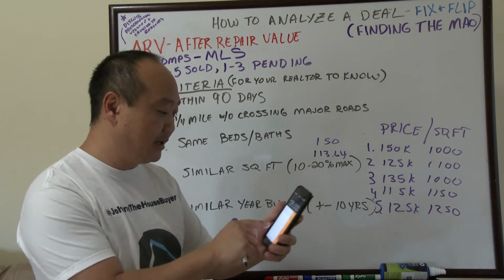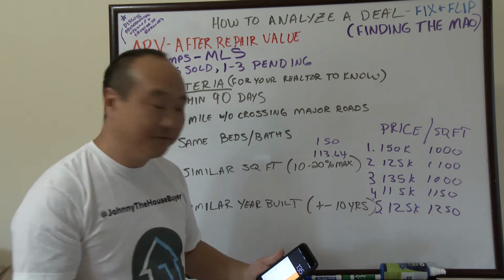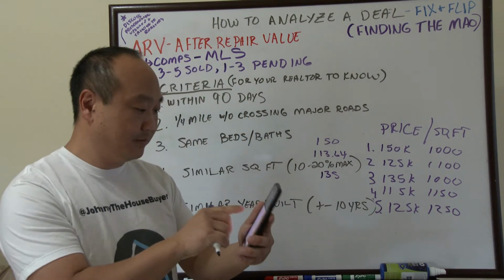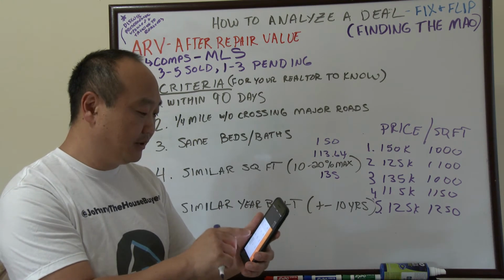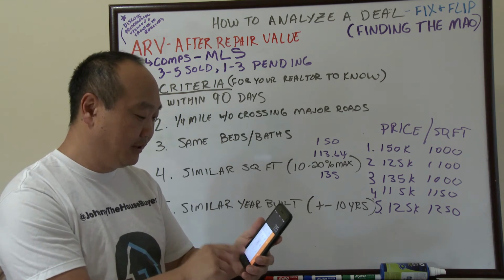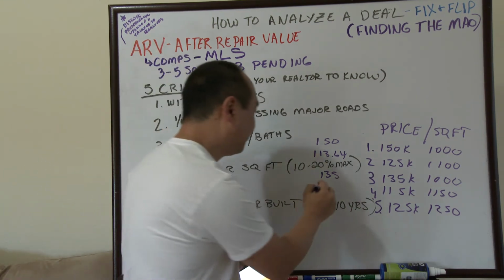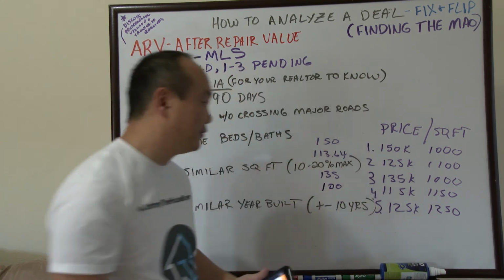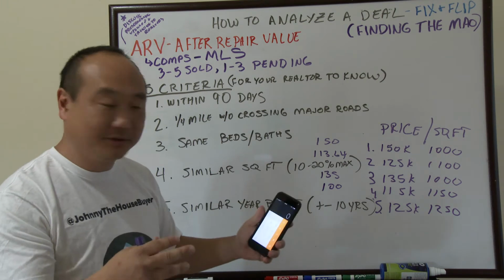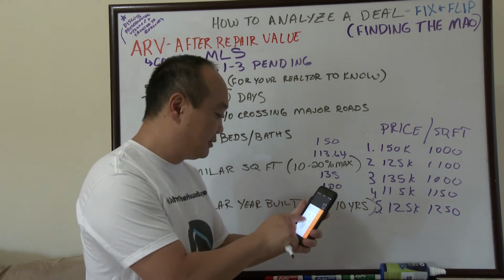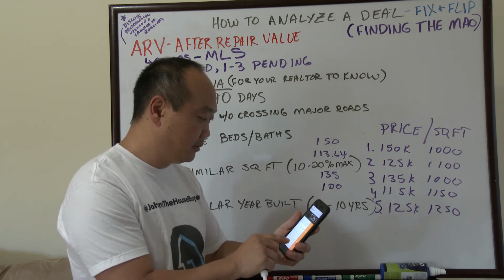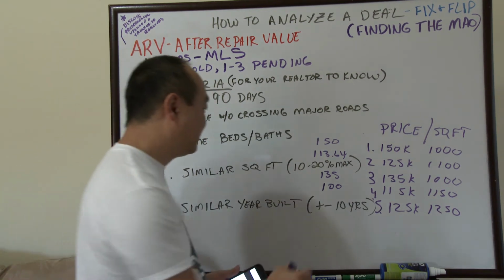135,000 divided by 1,000 is 135. Fourth one, 115,000 divided by 1,150 is 100 bucks a square foot. And finally our last comp that we got from the realtor, 125,000 divided by 1,250 is 100 bucks.